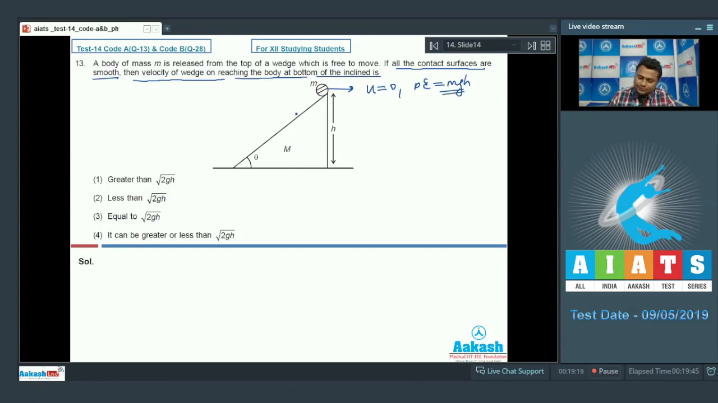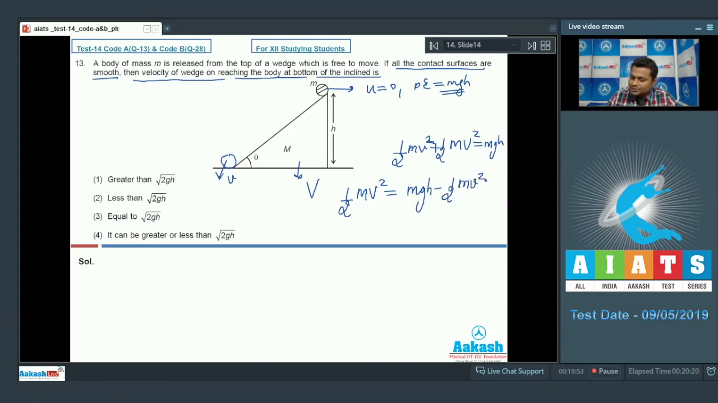Once the body slides down, what happened? After reaching this point, the wedge started to move. Suppose the wedge has velocity capital V, and the body has velocity small v. Mechanical energy would be conserved, and we can write half mv square plus half capital MV square equals mgh. Solving it, we get half capital M capital V square will be what? mgh minus half small m small v square.